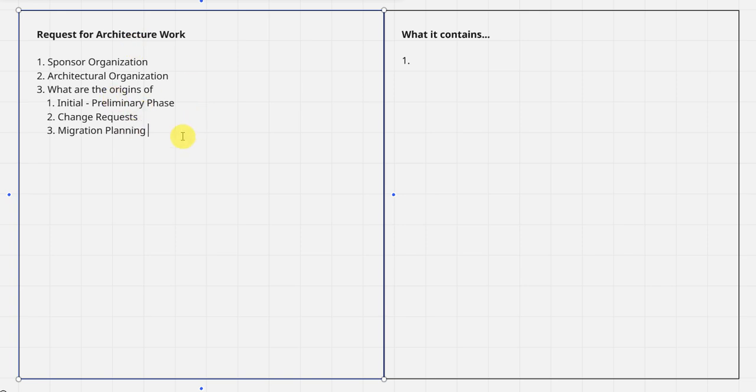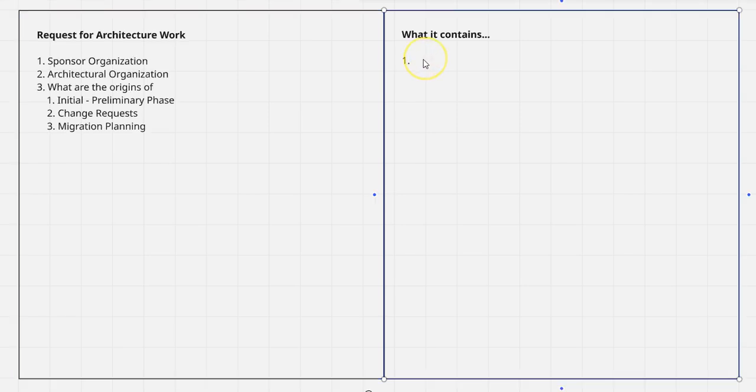Since ADM is iterative, if there are any misses, we can identify that in migration planning, and then again when the iteration comes, we can include it in the request for architecture work. And in the same way, if there are any changes coming from the sponsor, then those can again be put into the request for architecture work. What does this request for architecture work document contain?